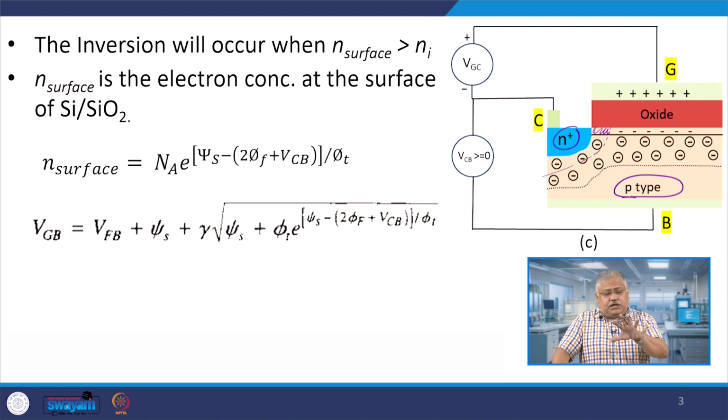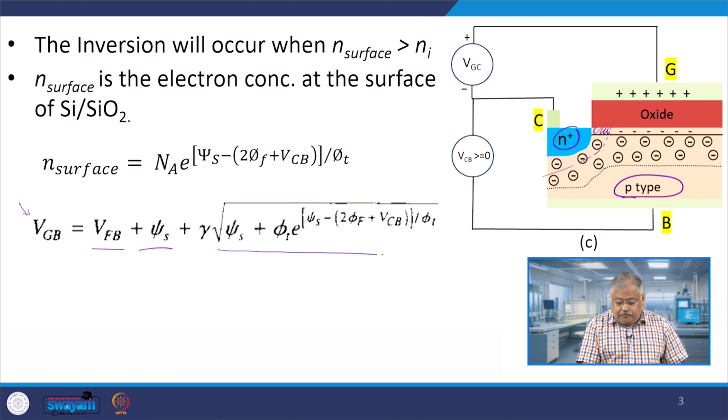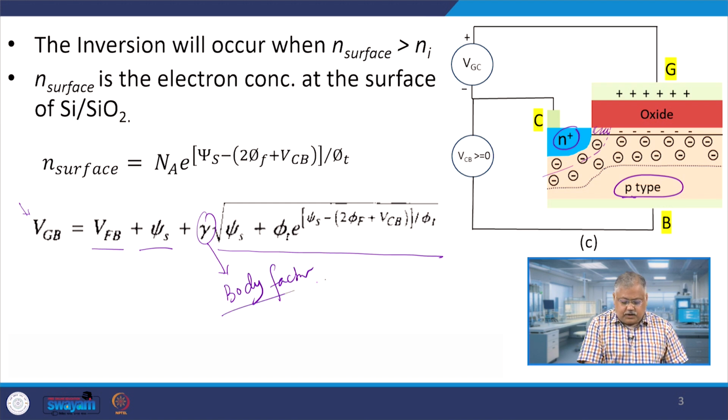Therefore, with this basic principle available to you, we can look at the fact that VGB, the gate to bulk voltage, will be VFB plus psi s, which we have already seen, plus this term which you see, and there will be a gamma. This is known as the body factor. We will not go into details at this stage, but this is a body factor, and obviously very straightforward and simple.